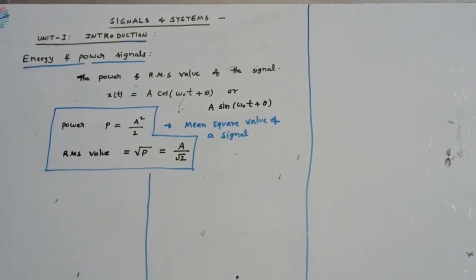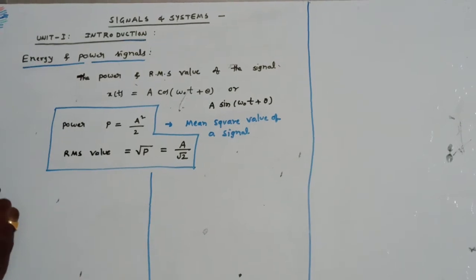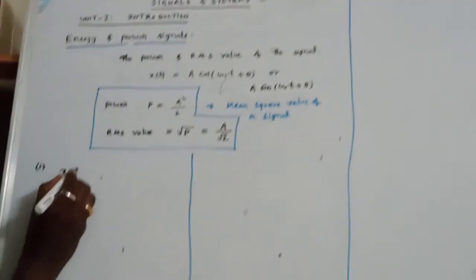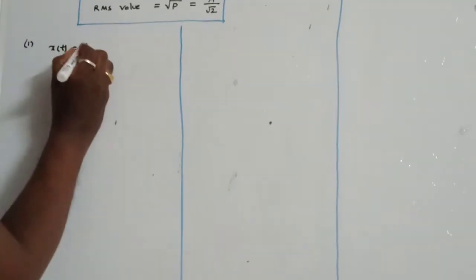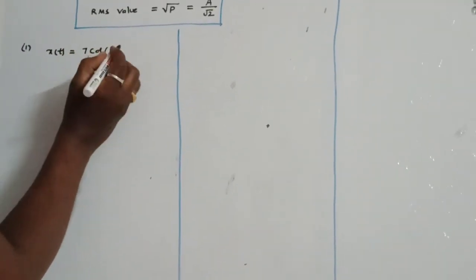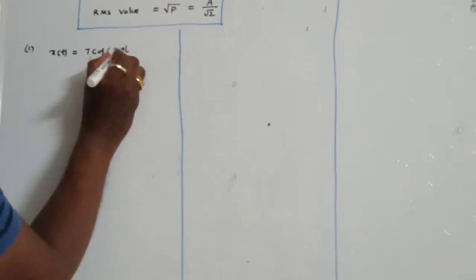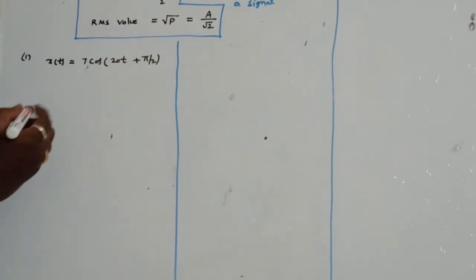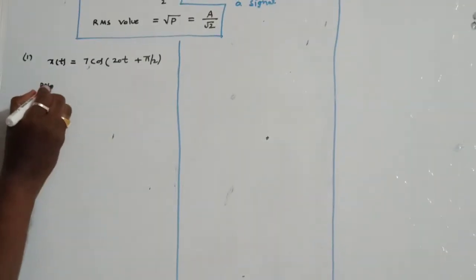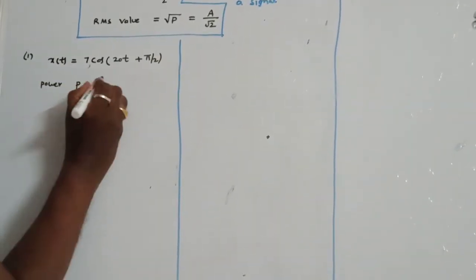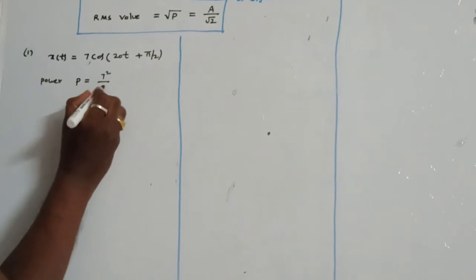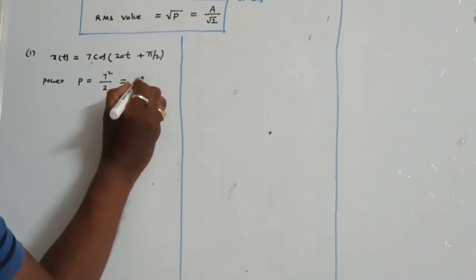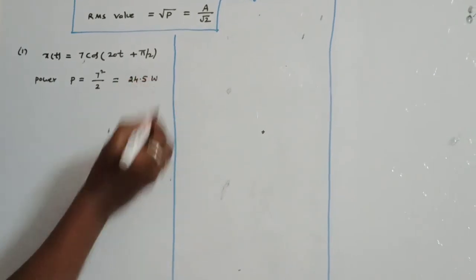Let us see the first problem. Find the power and RMS value of the given signal. x of t is equal to 7 cos(20t plus pi by 2). This is a straightforward question. So what is the power? P is equal to amplitude 7 square by 2, which is nothing but 24.5. The power unit is watts, remember that.